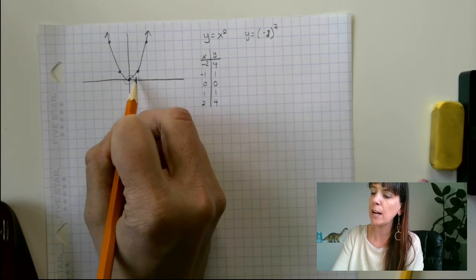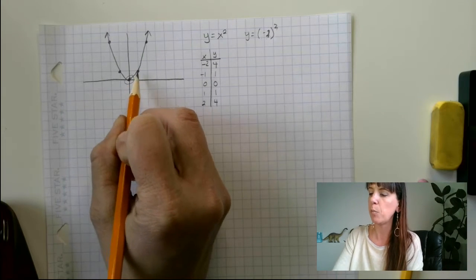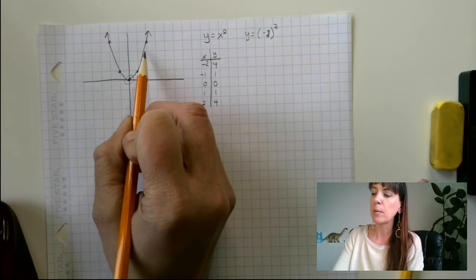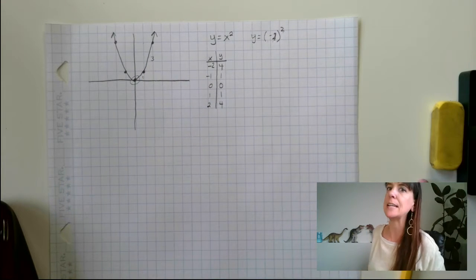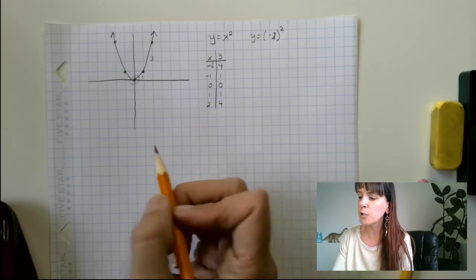Now notice this pattern. From our vertex, we went over 1, up 1, and then we went over 1, and we went up 3. That's going to come up later. I bet you're going to identify that pattern later. So here's what's neat about that.